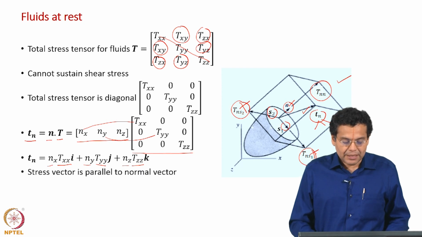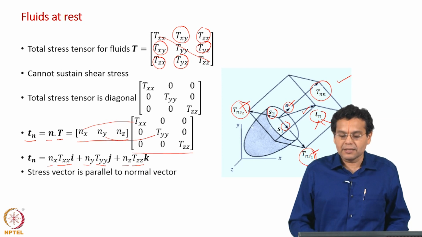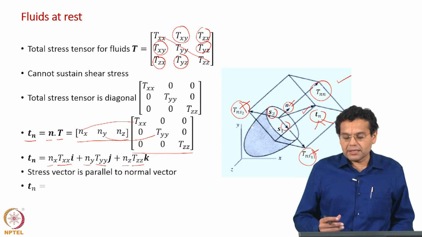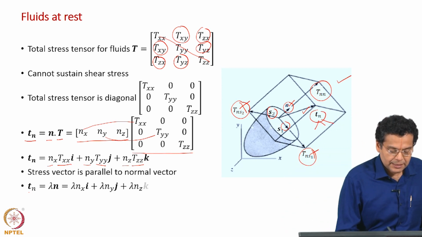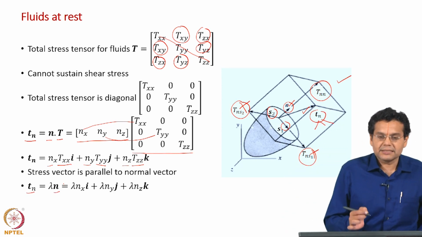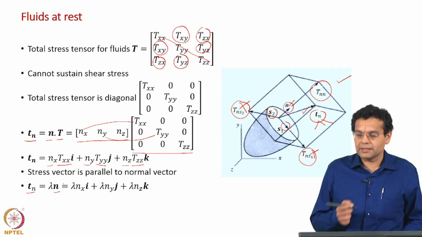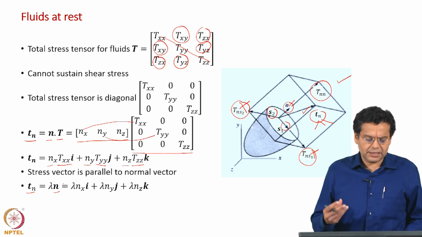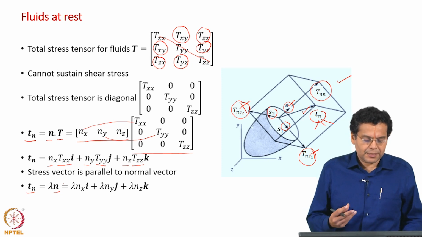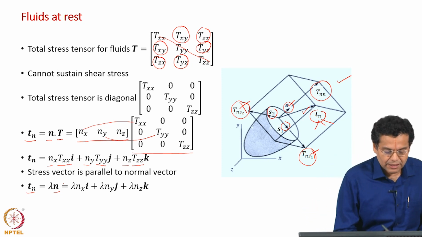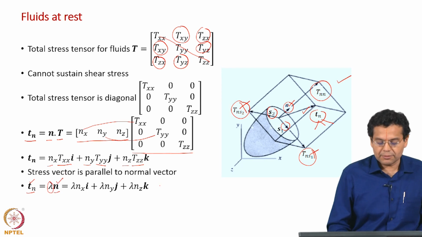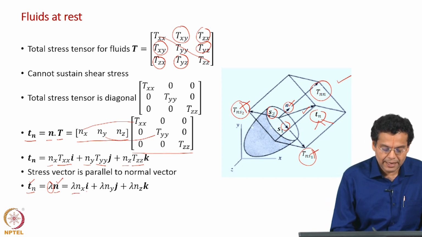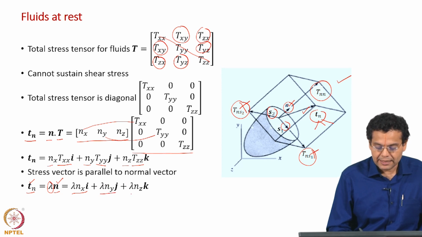The stress vector is parallel to the normal vector, and when a vector is parallel to another vector, how do we write it? The stress vector in this case is just a scalar multiple of the other vector. So, if a vector is parallel to another vector, we express that as a scalar multiple, and that is what we are doing here. The stress vector is some lambda times the unit normal vector. So, your expression for the stress vector using the second method becomes lambda nxi, lambda nyj, lambda nzk.